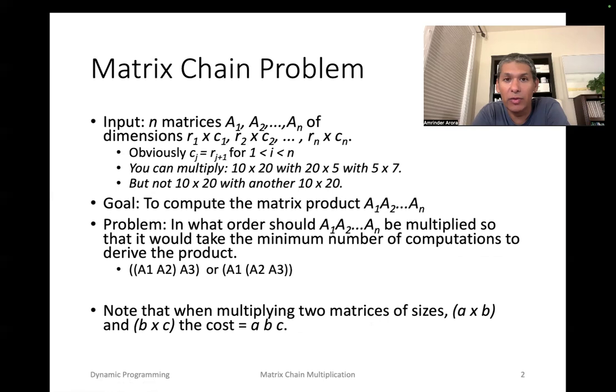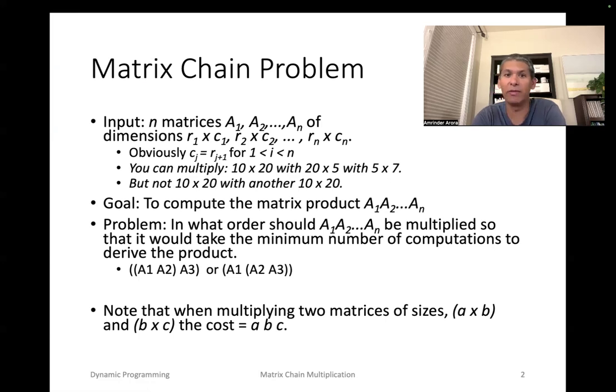We're given n matrices, A1 through AN, of dimensions R1, C1, R2, C2, rows, columns, etc., all the way up till n, right? Now, if we have to be able to multiply these matrices, of course, we are given that Cj is equal to Rj plus 1 for all the neighboring matrices. This is because that's how the matrix multiplication is defined.